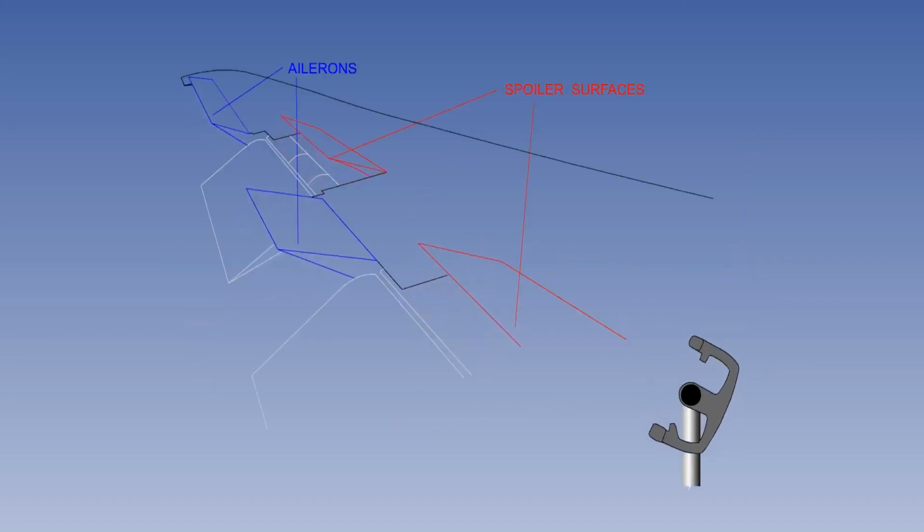Spoiler surfaces can be used to help the ailerons generate the required rolling moment. Spoilers literally spoil or disrupt the airflow over the wing, which decreases lift and increases drag. Spoiler surfaces will be explained in detail later.